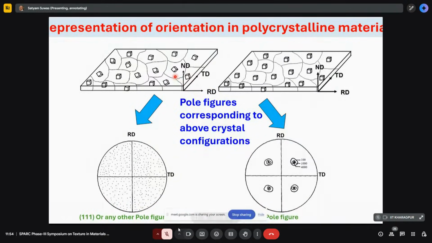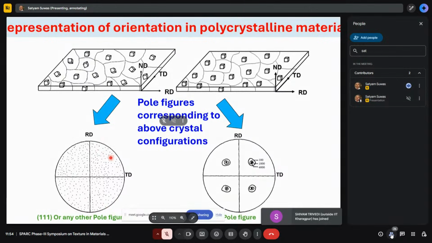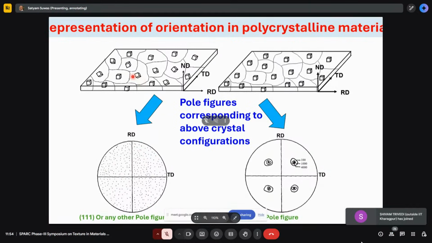Right. So now there are two extreme cases. If all crystals are scattered in different directions, ideally, this is a very ideal situation, all having very different orientations, then any projection that you take will have a random distribution of points, based on the random orientation of these crystals.